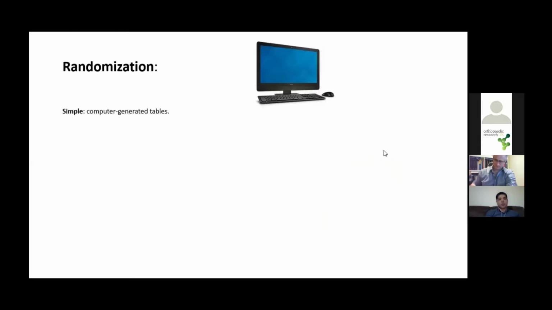Randomization, we discussed that in the last lecture, but here is a quick recap of how you can do it. You can do randomization by computer, computer generated, or stratified. Stratified is used if you have a small sample size, for example 10 in each arm or 20 in each arm. You try to make each group have the same numbers of population characteristics, like age, gender, BMI, and the same type of knee replacement.